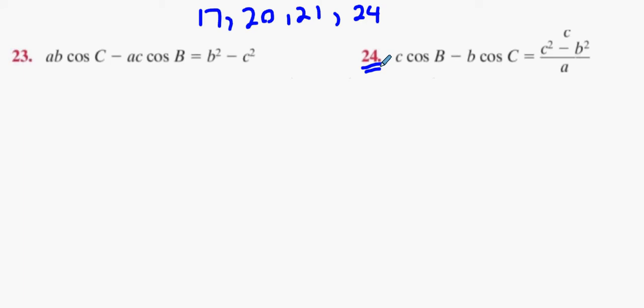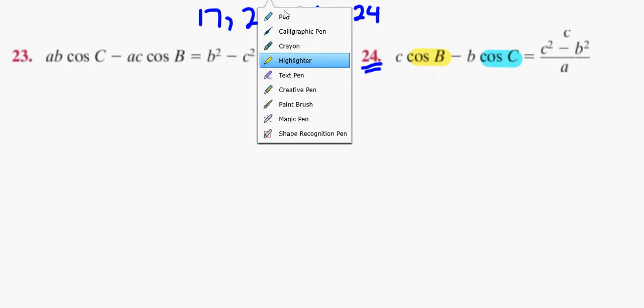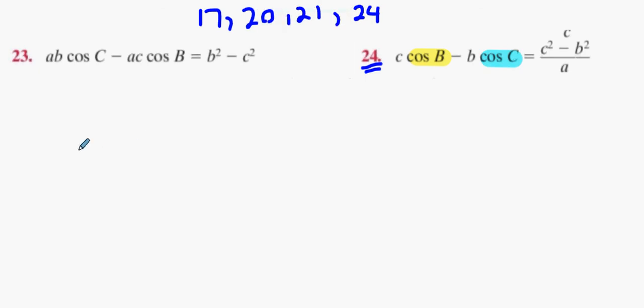Now, 24. So first of all, I'm going to identify which variant of the cosine rule I need. I need cos B and cos C. Oh, don't get me started on variants, lads. Oh, I hate variants. Now, B squared equals A squared plus C squared.